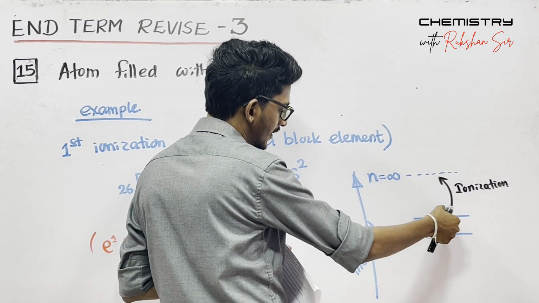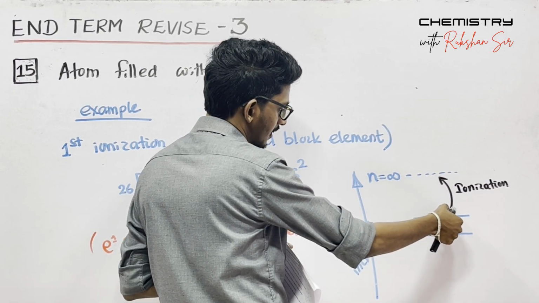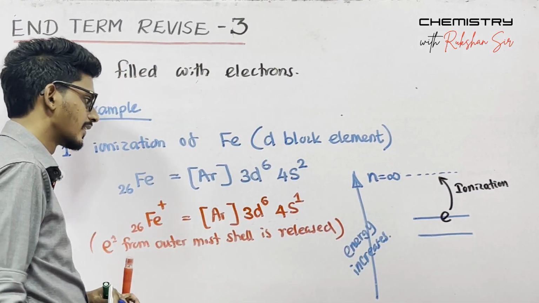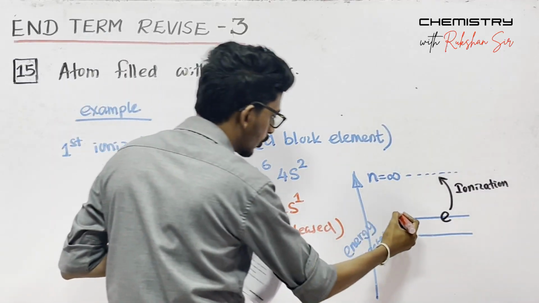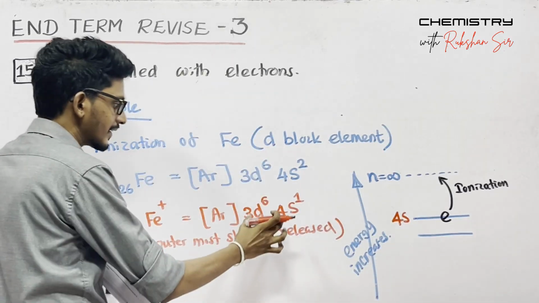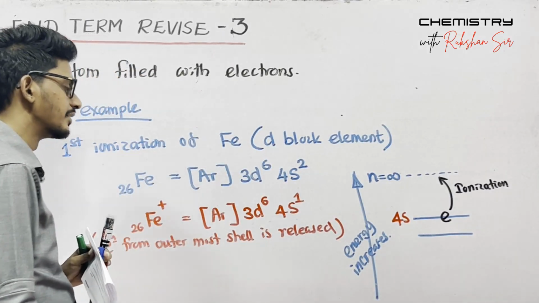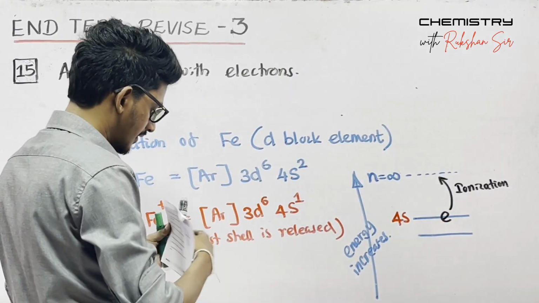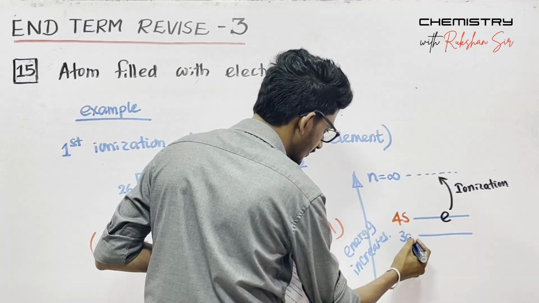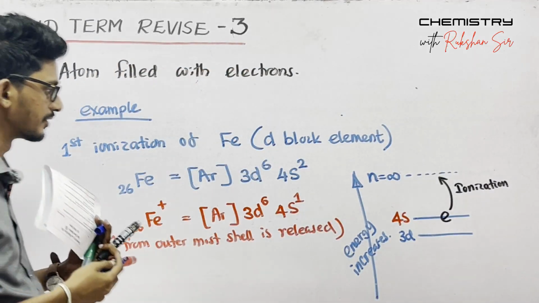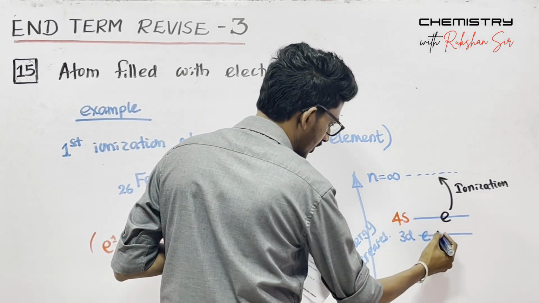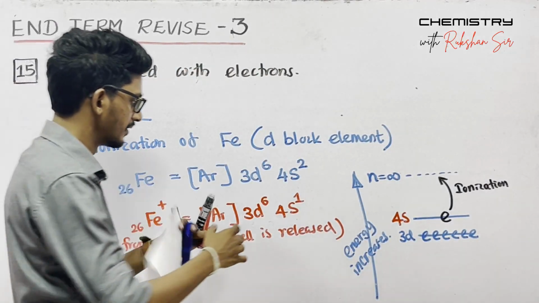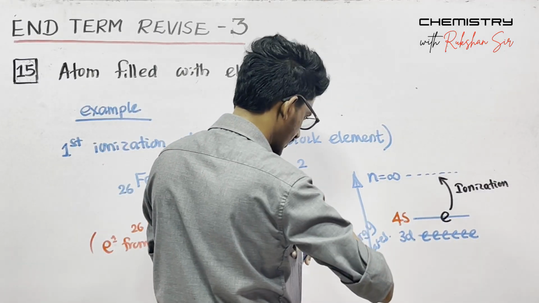It should be the electron from the energy level with the greatest energy. So according to this, it says the 4s electron is released, one of the 4s electrons. That means 4s should be with a greater energy than the 3d, right? Your 3d is with 6 electrons and 4s is with 2 electrons.